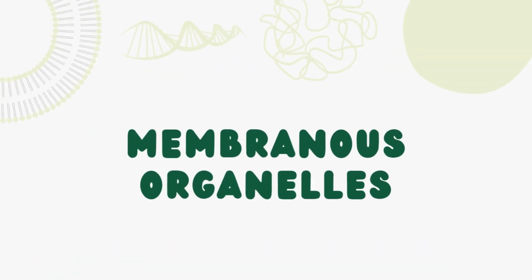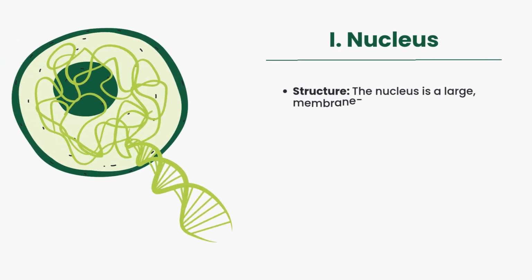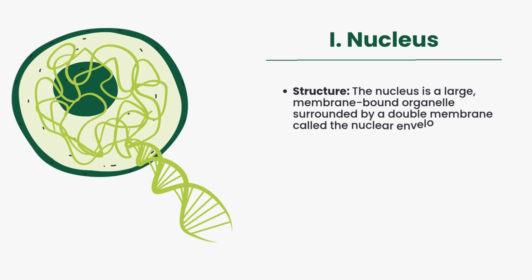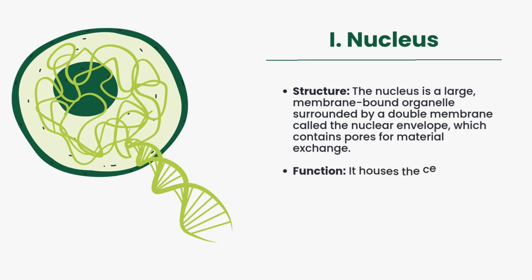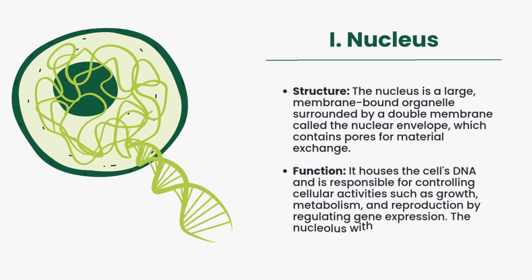Number 1. The nucleus. It's a large, membrane-bound organelle surrounded by a double membrane called the nuclear envelope, which contains pores for material exchange. The function? It houses the cell's DNA and is responsible for controlling cellular activities such as growth, metabolism, and reproduction by regulating gene expression. The nucleolus within the nucleus is also involved in ribosome synthesis.